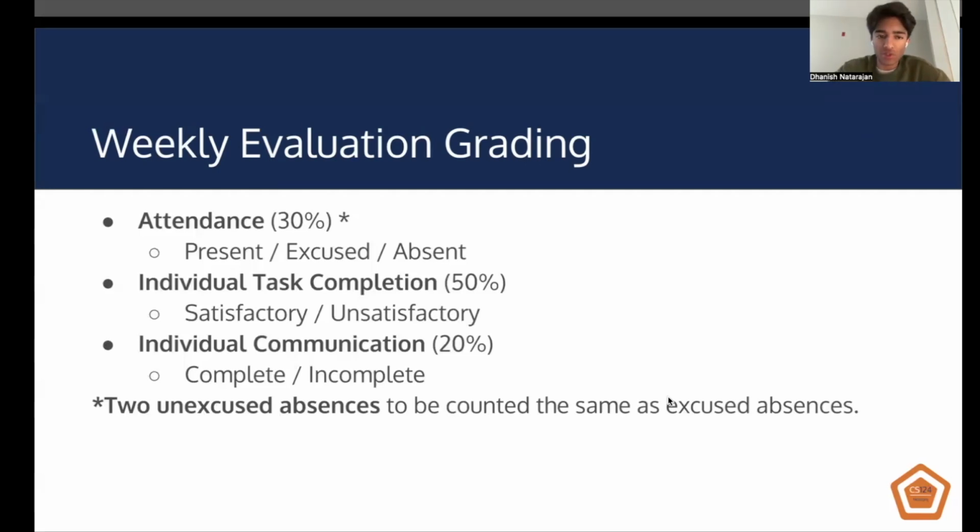So for the weekly evaluation grade, your project managers will be determining your grade for the week. And the breakdown of that grade would be 30% is attendance, 50% is task completion, and 20% is individual communication. Now, for attendance, you are allowed two unexcused absences to be counted the same as excused absences. And this is just in place because things do happen throughout the semester that are unexpected. So we just want to make sure that you guys have a chance to miss up to two meetings, but any more than that would result in a penalty.